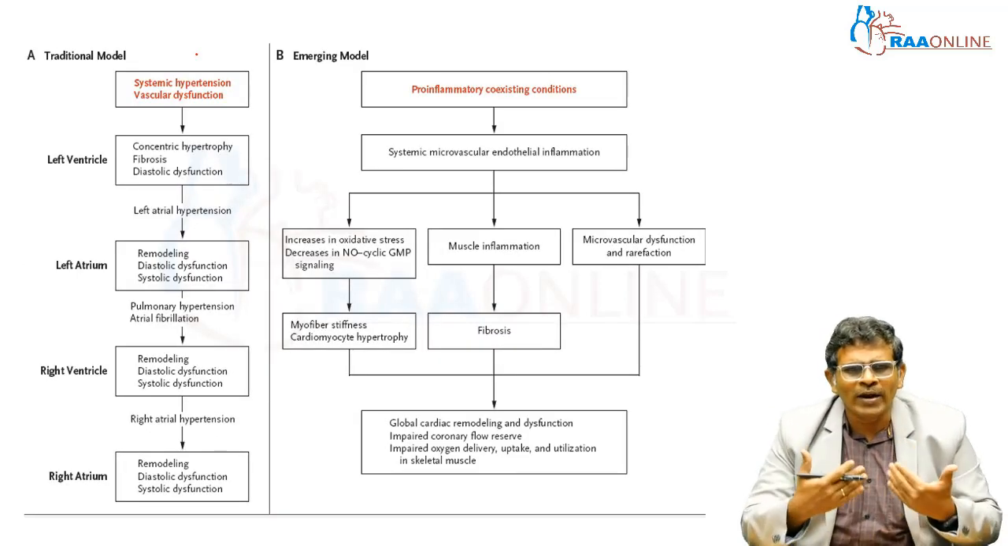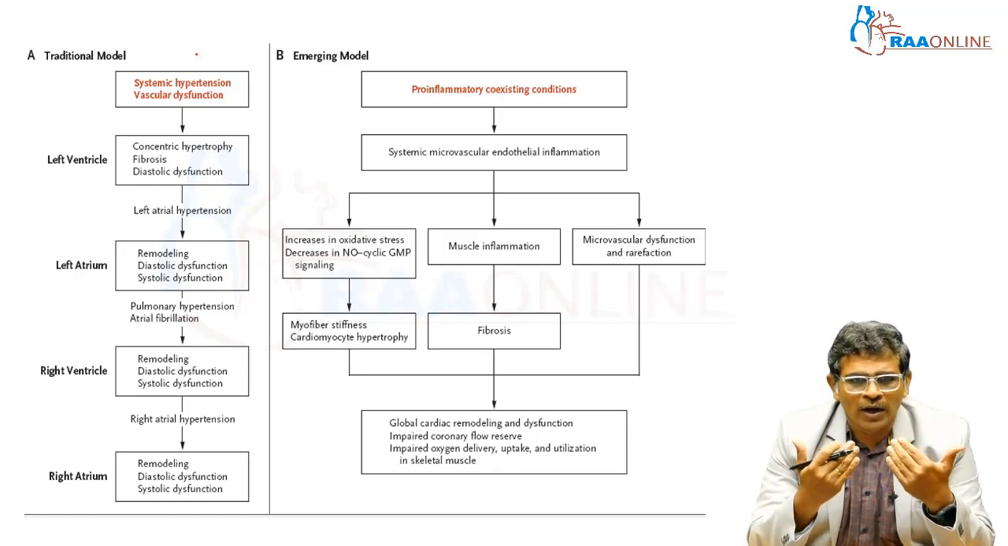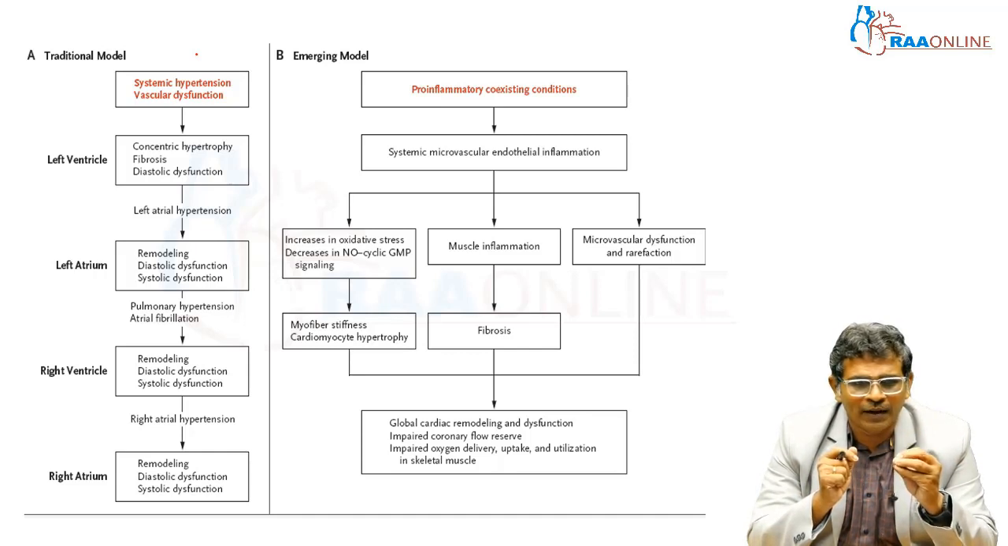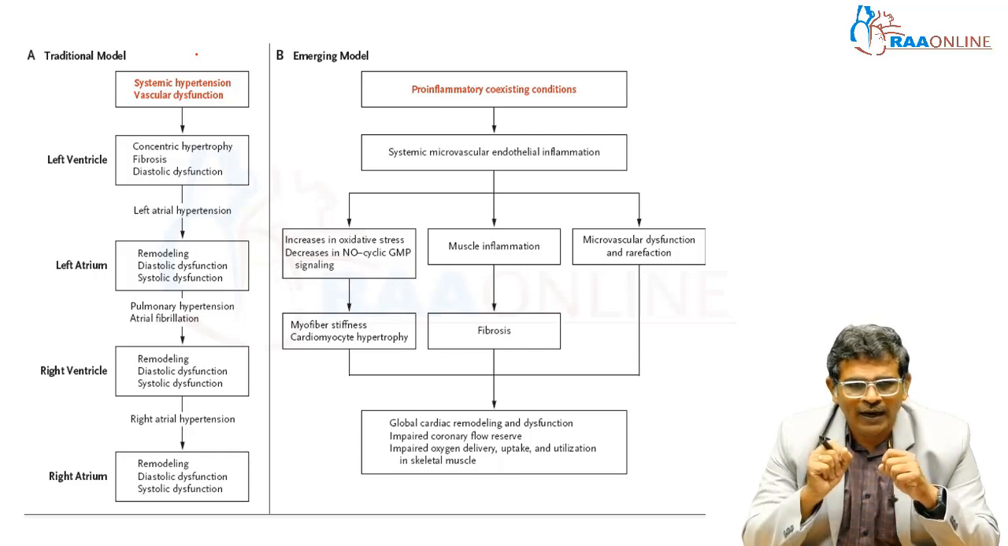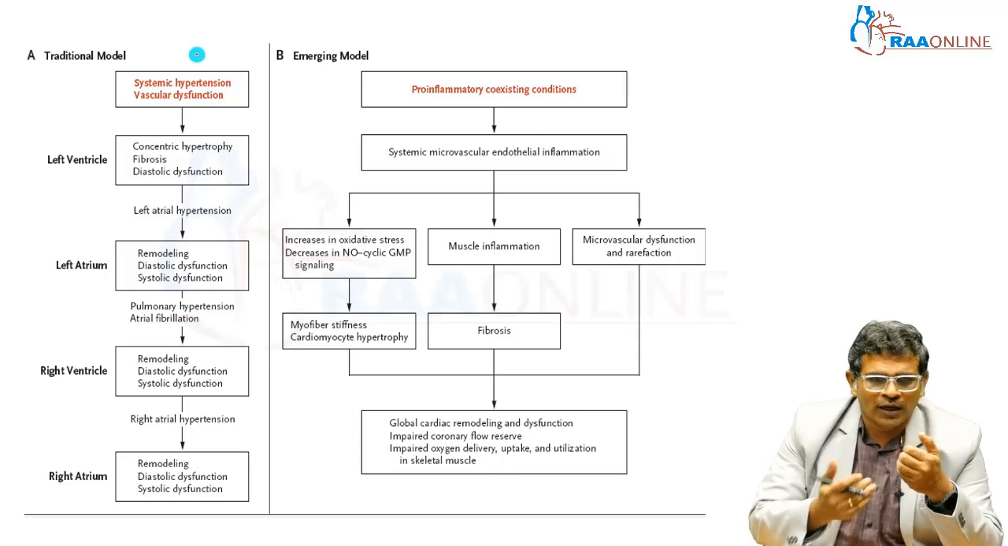As traditionally learnt, there can be a systemic hypertension or a valvular dysfunction, where concentric hypertrophy of the left ventricle leads to diastolic dysfunction, then left atrial hypertension develops, and the left atrium gets affected. Then there is remodeling, pulmonary hypertension develops, the right ventricle gets involved, and finally right atrial hypertension, followed by right atrium remodeling and systolic dysfunction. This is how we have learned all through the years how hypertension can contribute to heart failure.